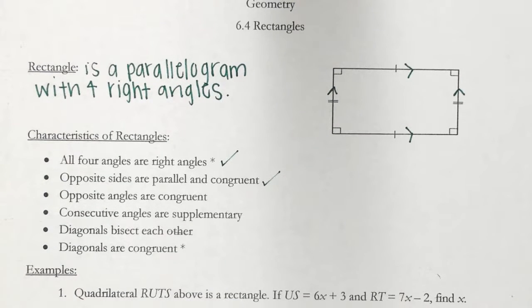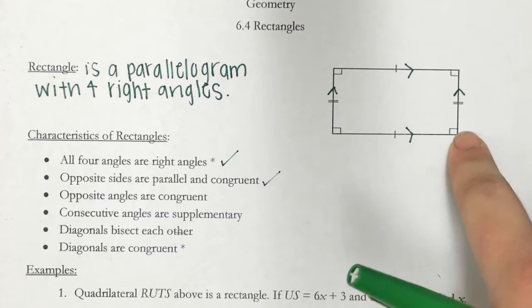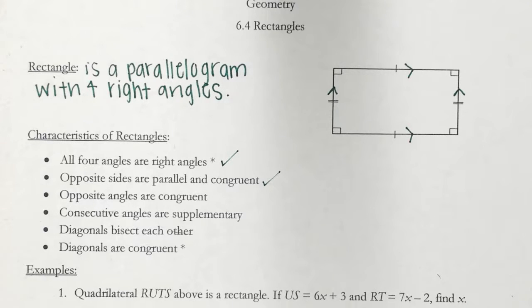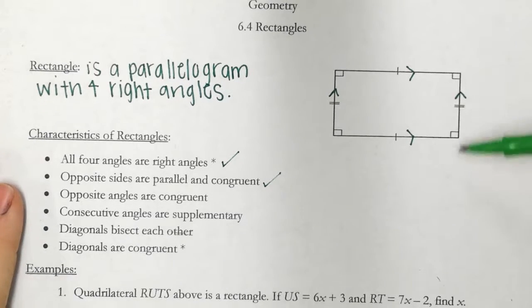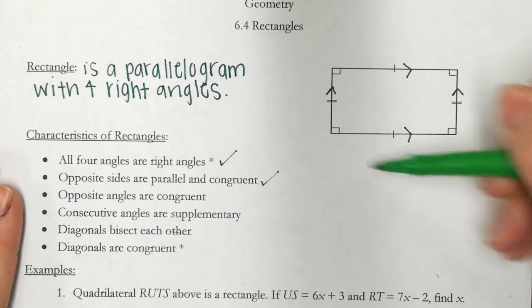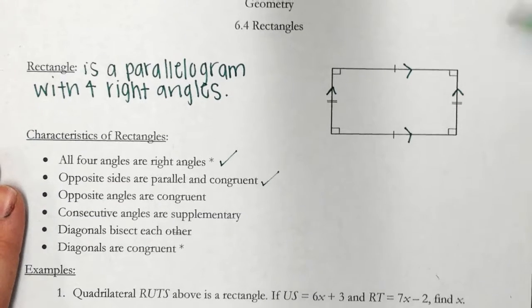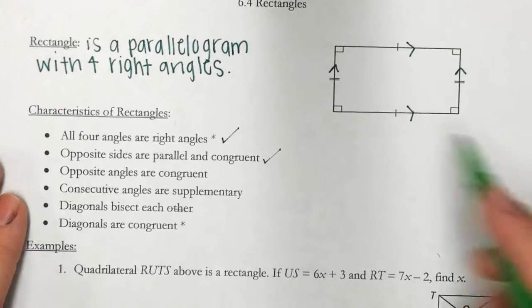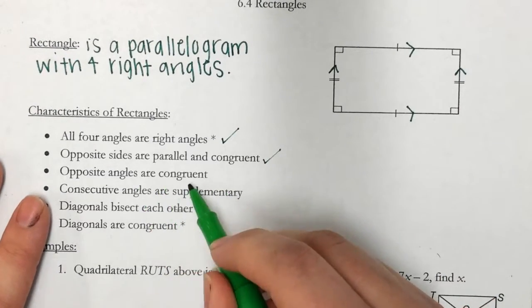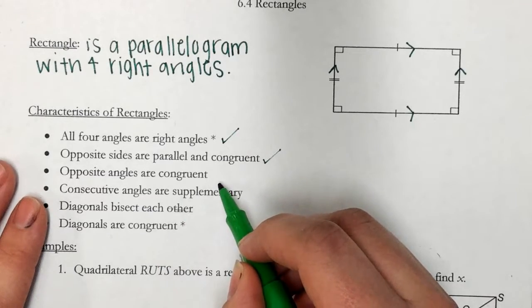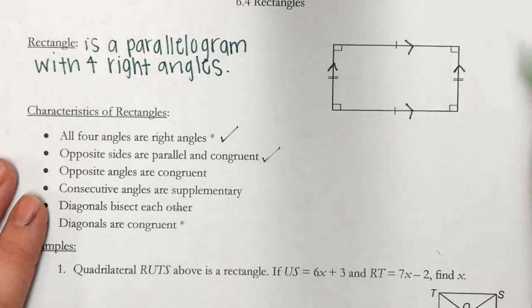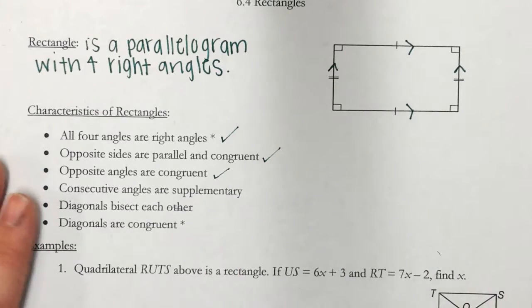Whenever you have parallel lines, they always have the same slope. But when you have a 90-degree angle, what kind of lines are those? Perpendicular lines. So the slope of this line and the slope of this line would be negative reciprocals of each other. Remember that? Long time ago. Okay, let's keep going. Opposite angles are congruent. Well, if they're all 90 degrees, aren't they all congruent? Yes, that's already drawn.